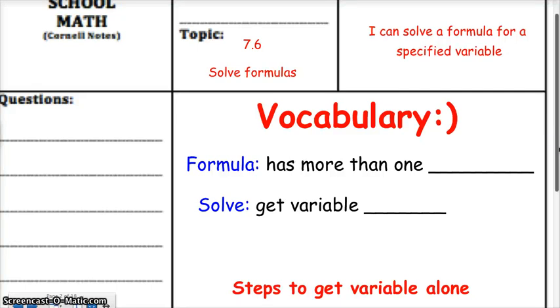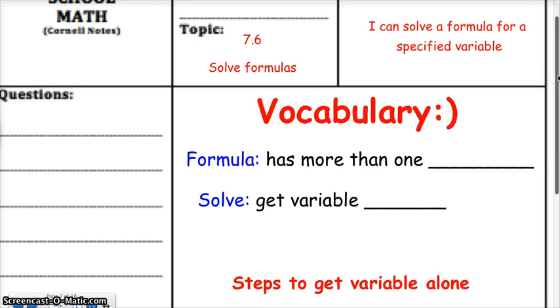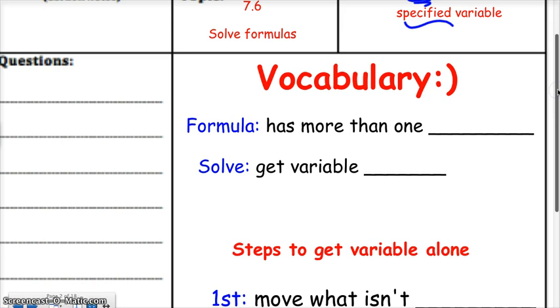Right, we are on 7.6. We're going to solve a formula for a specified variable. That means I'm going to tell you what variable to solve for, and you're going to be able to do it. You need to know that a formula has more than one variable. Formulas always have tons of variables.